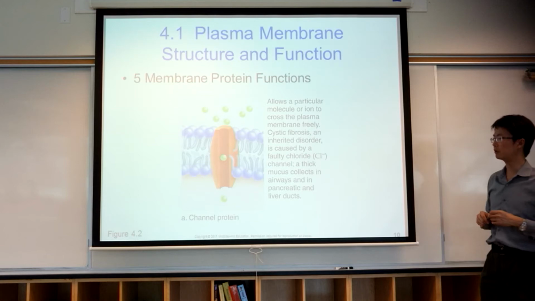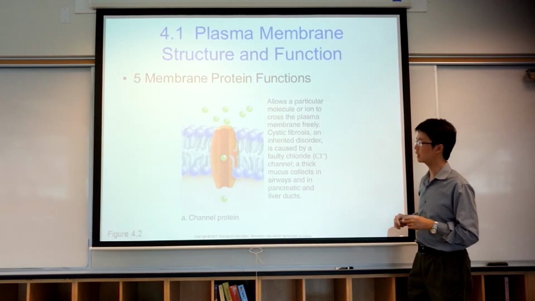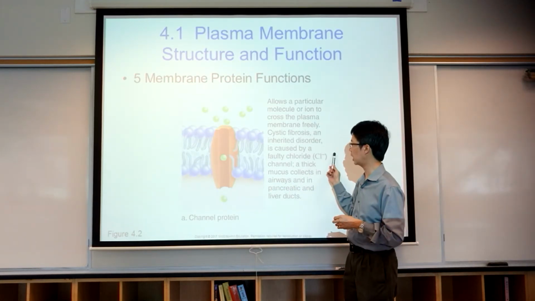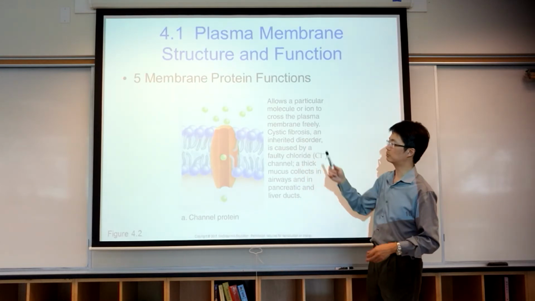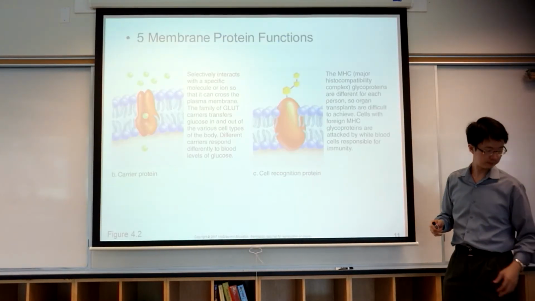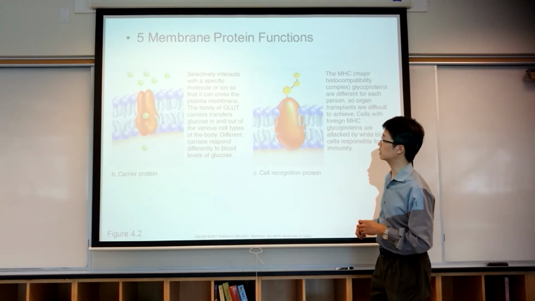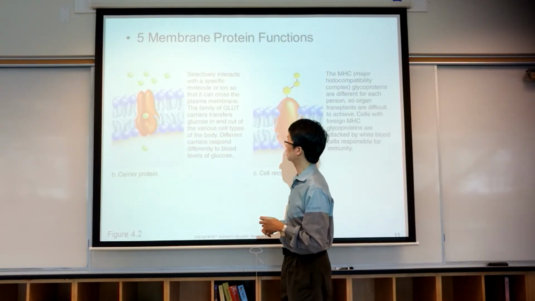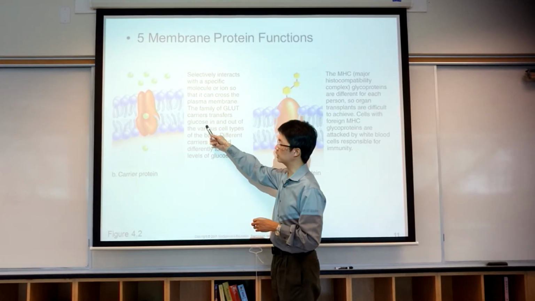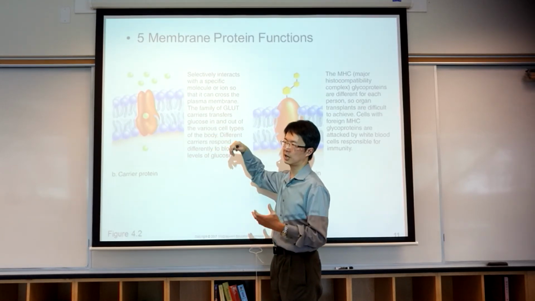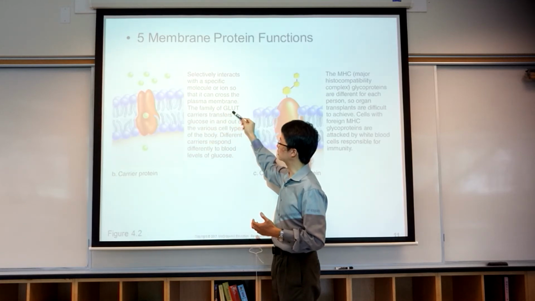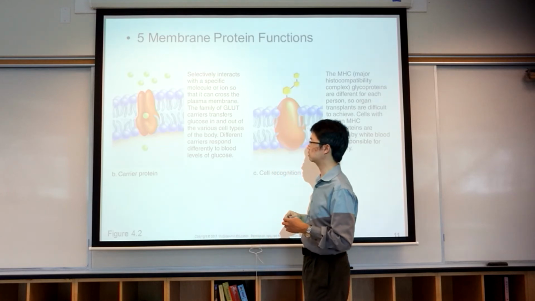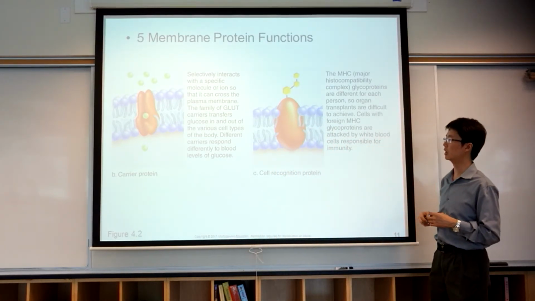So this is just a repeat of what we just said. Channel protein can transport charged ions, in this case chloride ion, through the cell membrane. Carrier protein, as I told you, glucose is a large nonpolar molecule. Because it is large, even though it is nonpolar, it cannot go through the membrane. Then you have this carrier that can carry the glucose through the cell membrane.